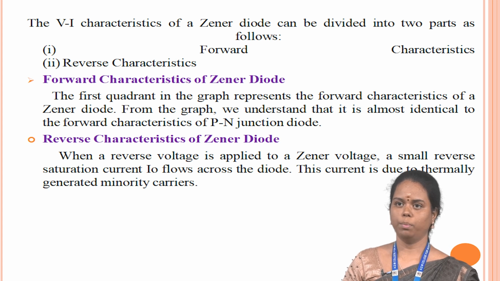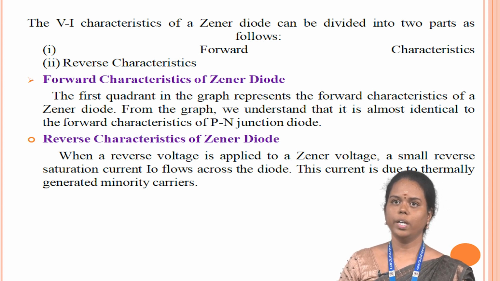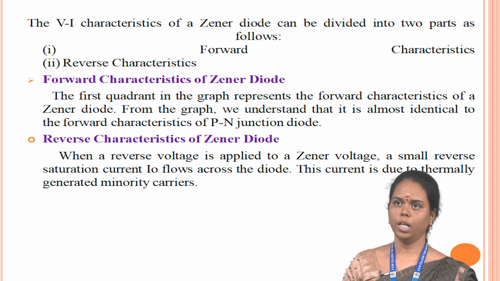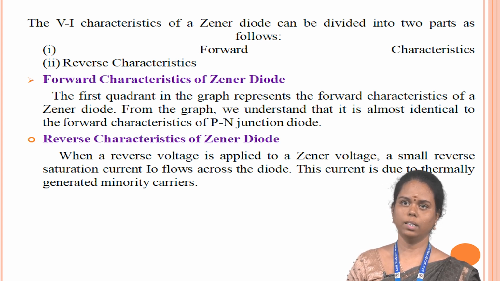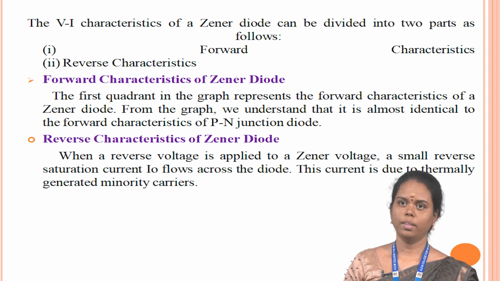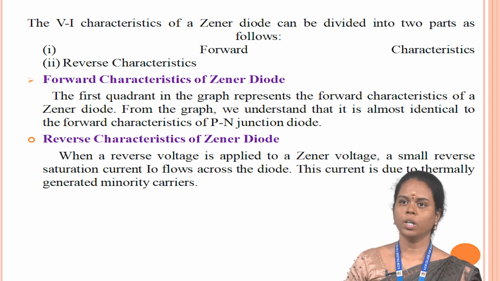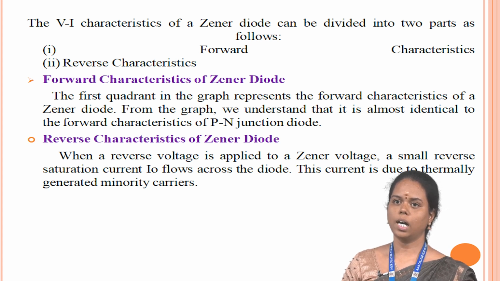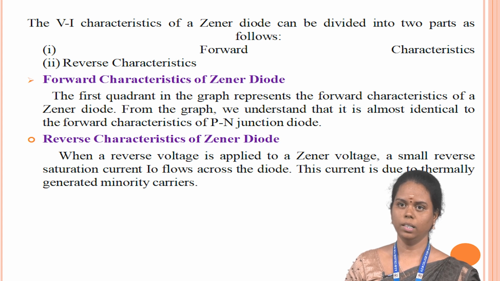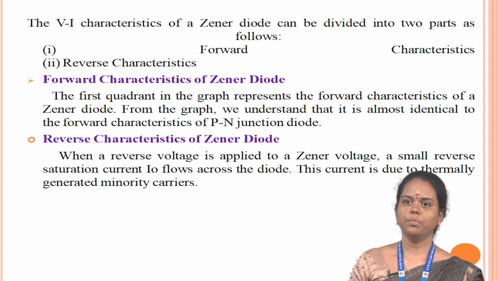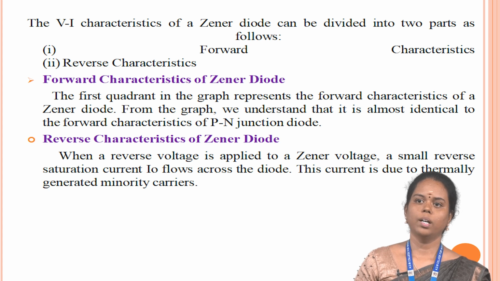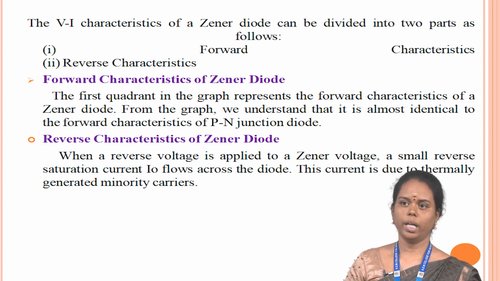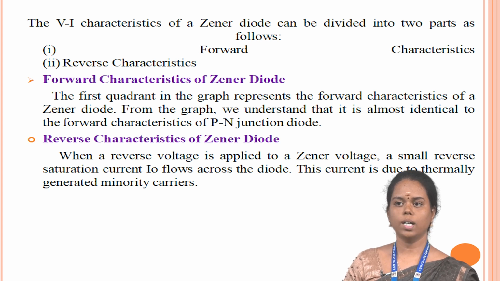VI characteristic of Zener diode in forward action and reverse action. Then Zener breakdown voltage. The VI characteristic of a Zener diode can be divided into two parts, one is forward characteristic, the other is reverse characteristic. The first graph represents the forward characteristic of the Zener diode. From the graph, we understand it is almost identical to the forward characteristic of the PN junction diode. In the reverse characteristic of the Zener diode, below the Zener voltage, a small reverse saturation current I0 flows across the diode.